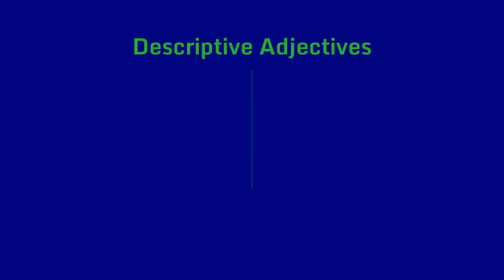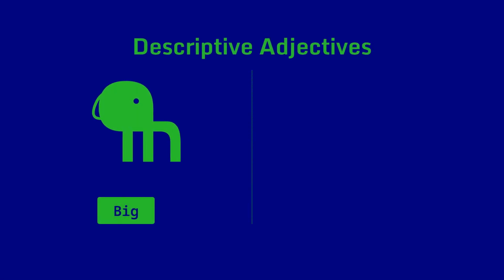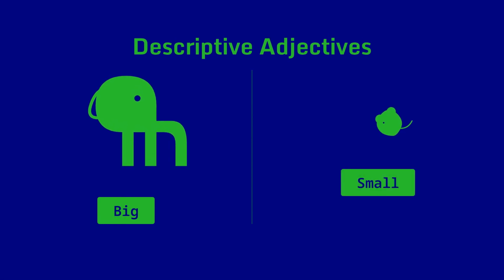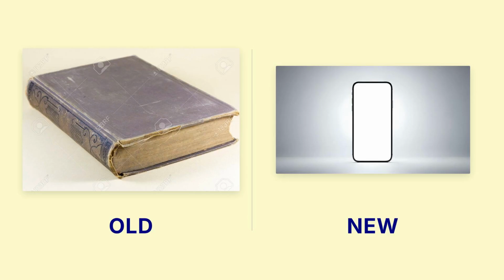Number 1, descriptive adjectives. These describe size or color, like a big elephant or a small mouse. We also use them for age, like an old book or a new phone. These are very common.